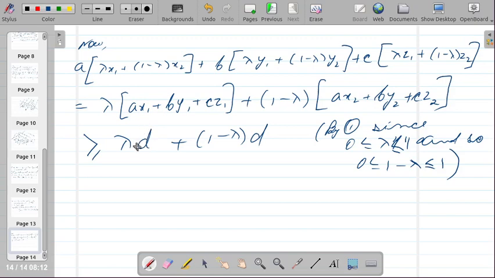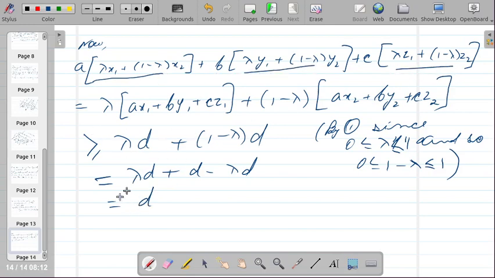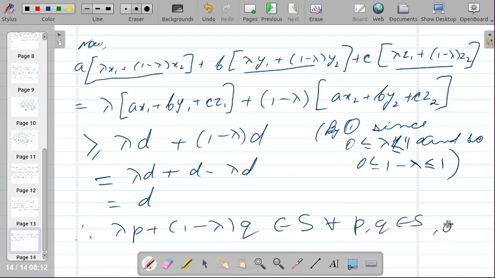Otherwise, it is not true. So, this is actually equal to lambda d plus d minus lambda d. So, this is same as d. So, ultimately I have shown a into this plus b into this plus c into this is greater than or equal to d. Therefore, lambda p plus 1 minus lambda times q is inside S for all p, q inside S and 0 less than or equal to lambda less than or equal to 1. So, this is a convex set. So, S is a convex set.